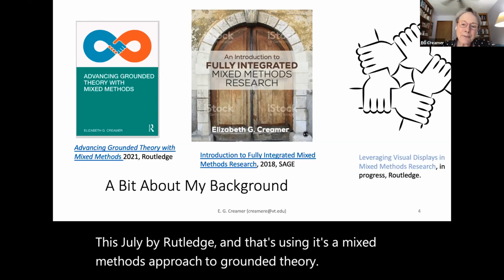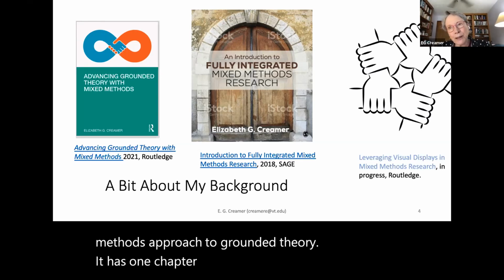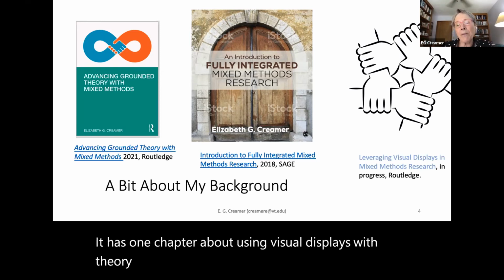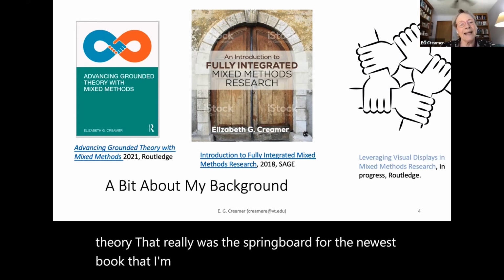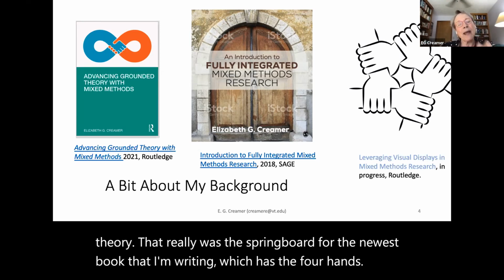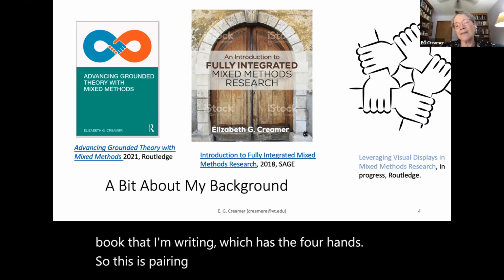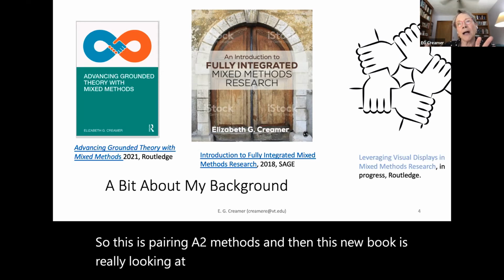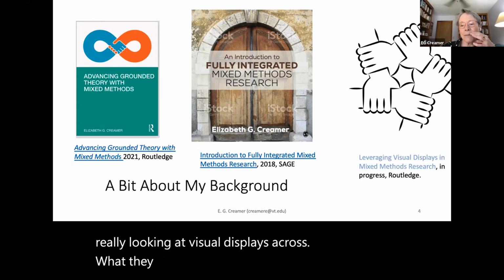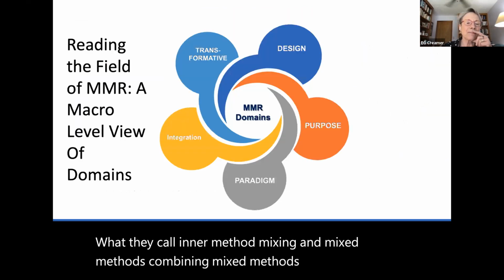It has one chapter about using visual displays with theory that really was the springboard for the newest book that I'm writing, which has the 4 hands. So this is pairing of 2 methods, and then this new book is really looking at visual displays across what they call inter-method mixing and mixed methods, combining mixed methods with other methods.